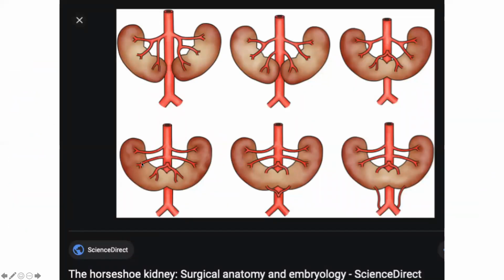And now, if we are not lucky enough, our two kidneys stay fused in the inferior pole and they cannot go upwards. That is the variance of the kidney. Therefore, you might have heard about pelvic kidneys, or kidneys which cannot ascend up to the lumbar region.